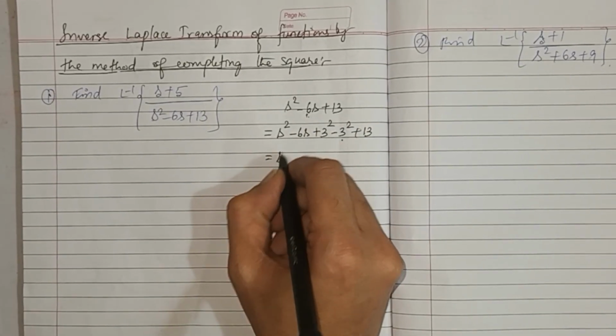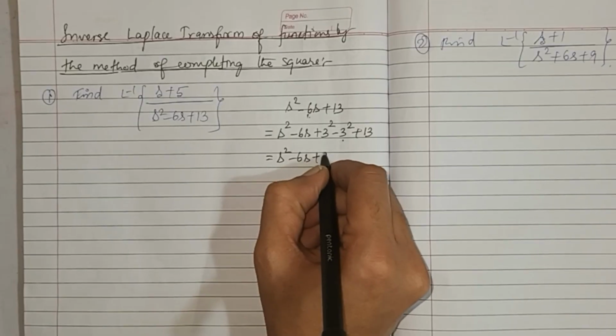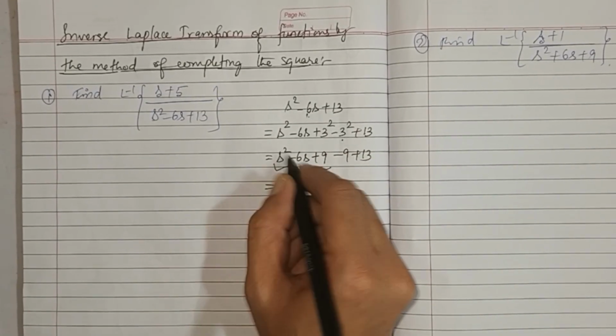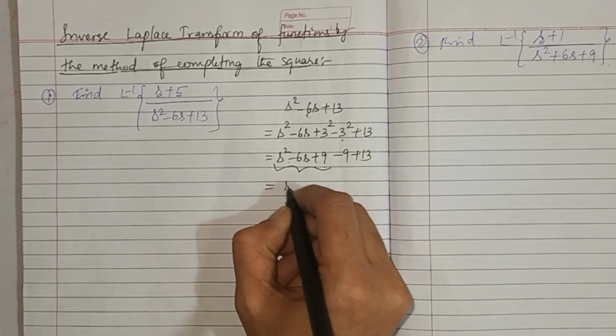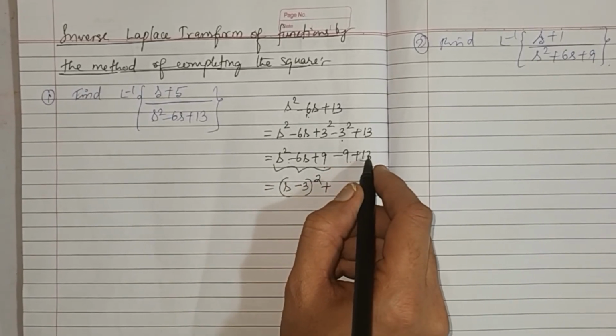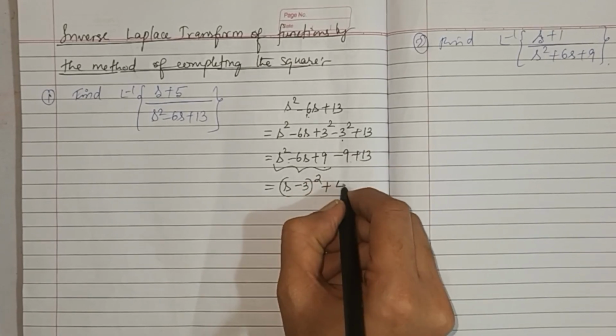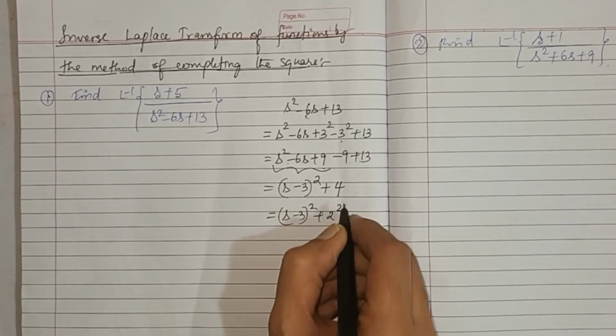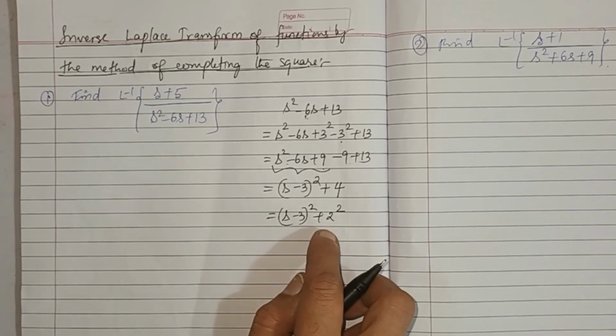Why did I do this? Because s square minus 6s plus 9 minus 9 plus 13. This is the formula a square minus 2ab plus b square, which is s minus 3 whole square, plus minus 9 plus 13, which is equal to 4. So this can also be written as s minus 3 whole square plus 2 square. This is in complete square form.